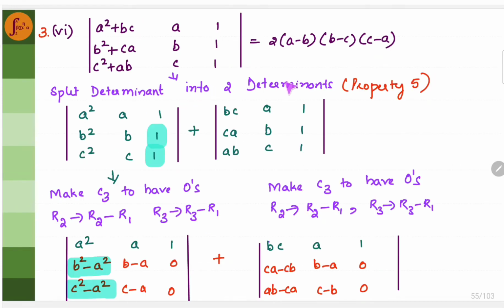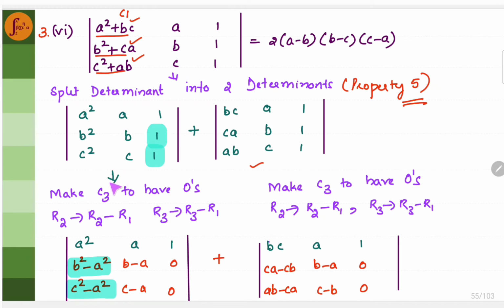Here there is another problem. This is slightly tricky. This is another property. If you notice, all the terms in this column C1 are a sum of two terms. When you have a column or a row with all elements as a sum of two terms, then you can split the determinants. This is property number 5. You can split the determinants like this: one with a square, b square, c square, and one with bc, ca, and ab.